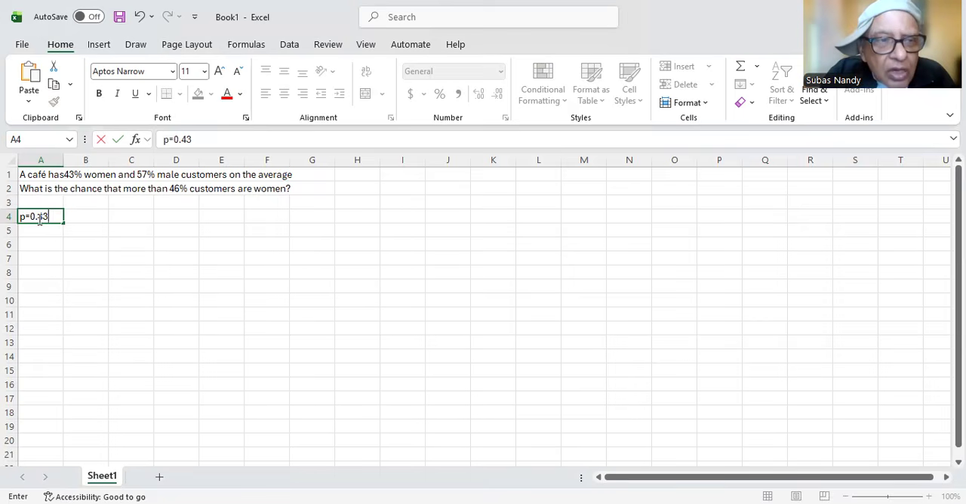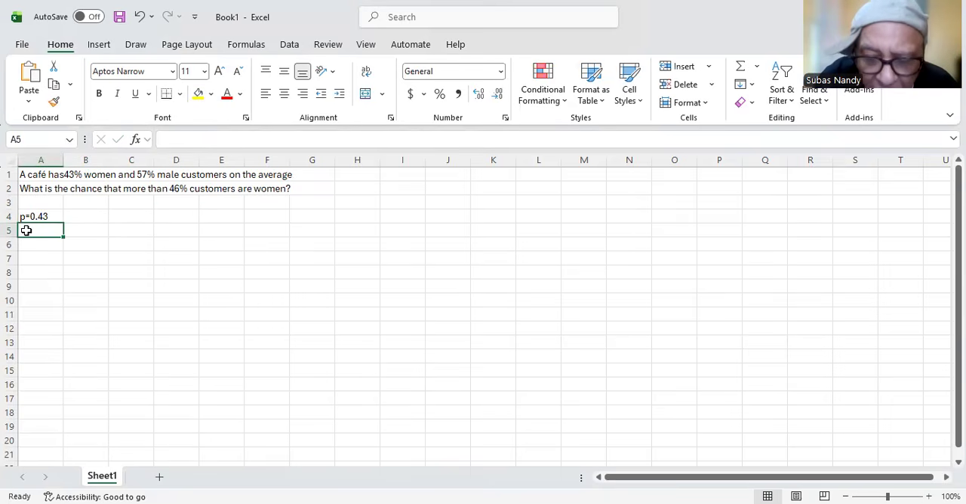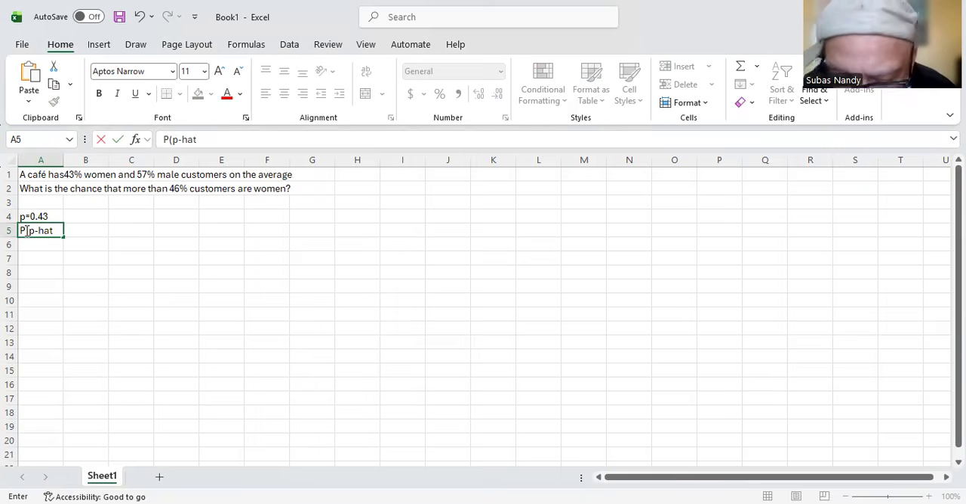And I want to find out what is the probability that more than 46%, P, capital P means the probability of p hat, which is sample proportion, greater than, I write down greater than 0.46. Okay.